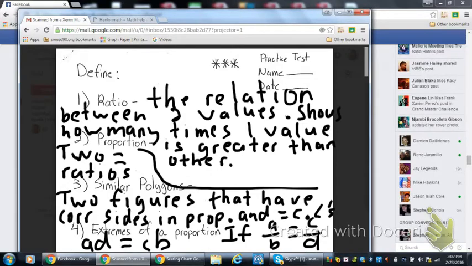Similar polygons are two figures that have their corresponding sides in proportion, and they have their corresponding angles equal to each other. So all of that must be true for them to be similar by definition. The extremes of a proportion: if we have a simple A over B equals C over D and we cross multiply, this is referred to as the extremes. Okay? So I'll pause it, but make sure you have this down. Straightforward.